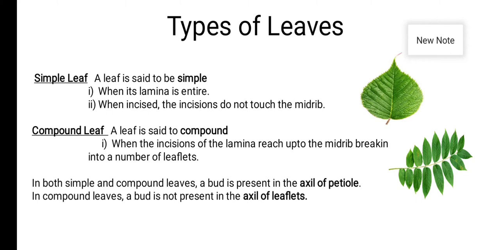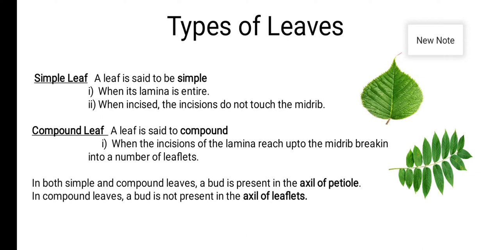Then comes the compound leaf. A leaf is said to be compound when the incisions of the lamina reach up to the midrib, breaking into a number of leaflets. Here in the second picture, you can very well notice that the incisions of the lamina, in other words, the cuts of the lamina, reach up to the midrib, breaking a leaf-like structure into a number of leaflets. Instead of a lamina which is entire, as we saw in the previous case, here on both sides of the midrib, we could see a lot of leaflets.